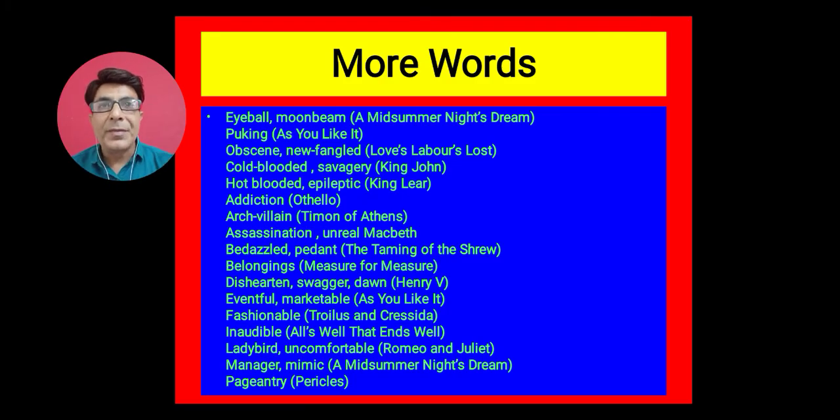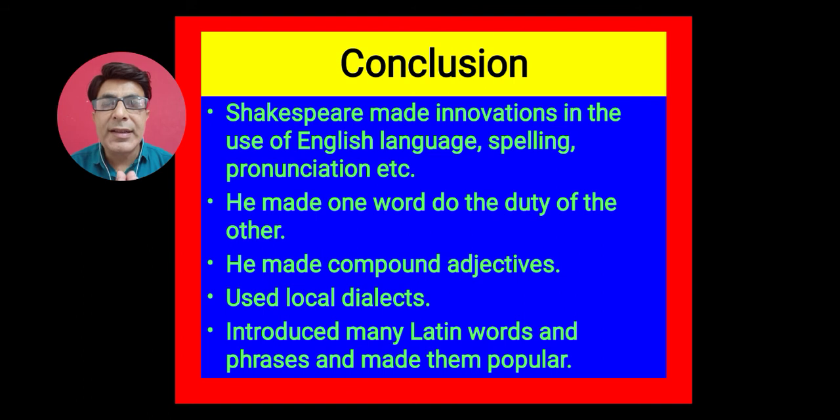William Shakespeare, right? So let's finish this discussion by saying that William Shakespeare was an innovator in the use of the English language. He made changes in spelling and pronunciation. He made one word do the duty of another. He changed verbs into adjectives and adjectives into verbs. Using some French and Latin prefixes and suffixes, he coined new words, invented some new words.